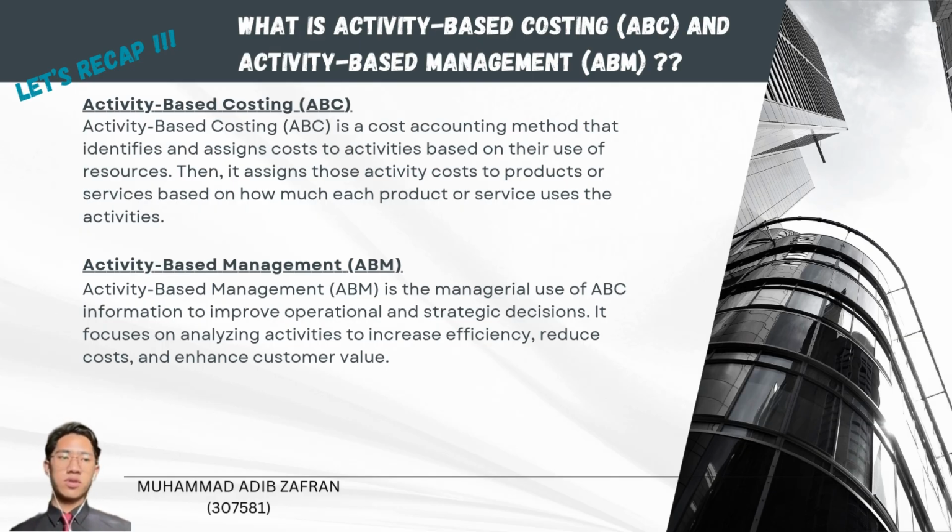Okay, let's move to the second tool, ABM. ABM is activity-based management. It's the managerial use of ABC information to improve operational and strategic decisions. It focuses on analyzing activities to increase efficiency, reduce costs, and enhance customer value. Activity-based management is essentially how managers use ABC information to improve decision making. If ABC is the what and how much, ABM is the so what: what action should be taken based on the cost side.